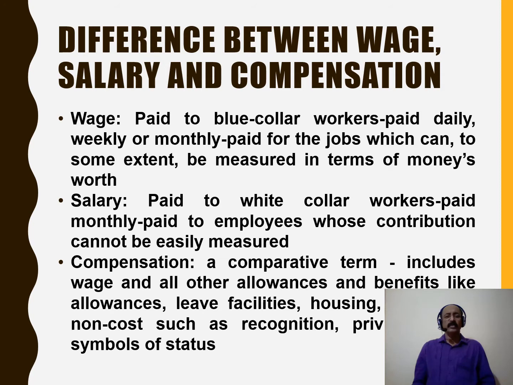Salary is usually paid to white collar workers, paid monthly, to employees whose contribution cannot be easily measured. It is not fully true, because we have studied performance appraisal and evaluations, and as a result, I would say that even white collar employees can be measured. It may not be purely quantitative; it may be a mix of both quantitative and qualitative. Now, what is compensation? Compensation includes everything: allowances, benefits, leave facilities. We have seen direct and indirect types of compensation. All those things come under compensation.